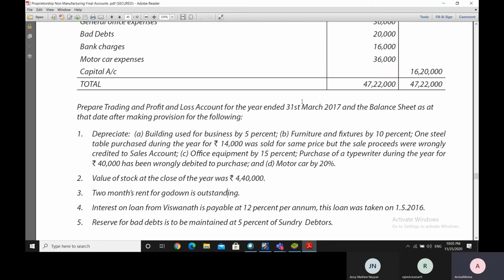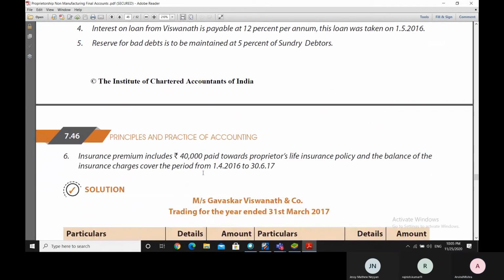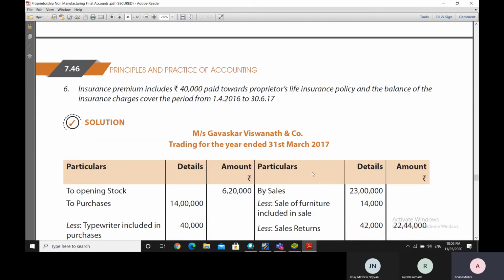we have to prepare the profit and loss account and then the balance sheet as on 31st March 2017, and therefore the insurance charges cover the period of 1/4/2016 to 3/6/2017, which is about a 15-month period. So out of this, we have to take only the 12-month period, the relevant period.